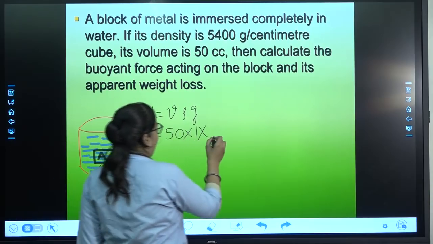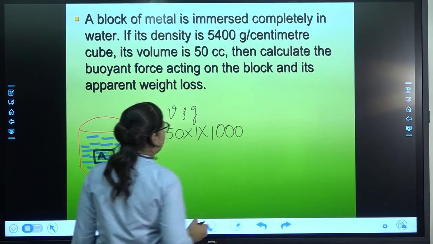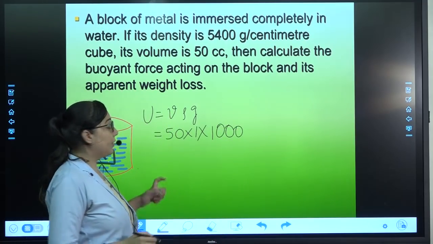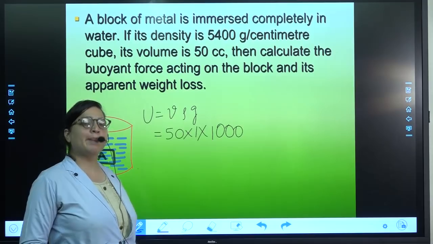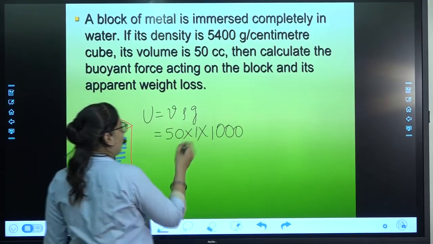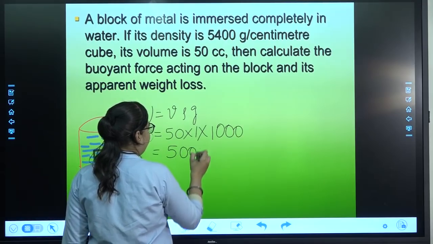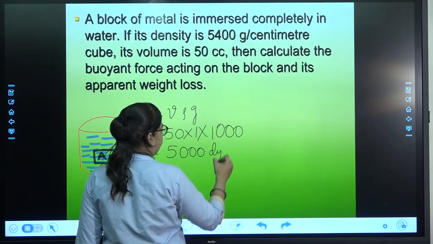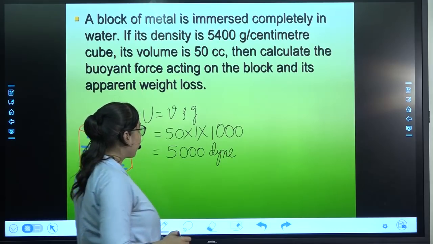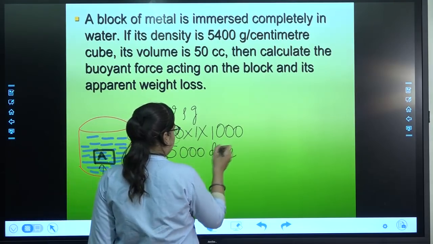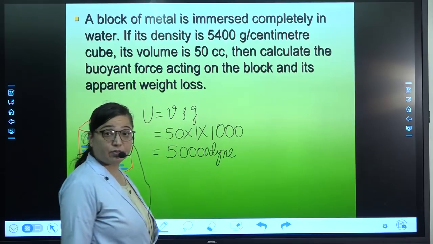Next, g, which is gravitational acceleration, comes up to 1000. How? Because if we want to convert meter into centimeter, we need to multiply it by 100. So here you get the buoyant force as 5000 dyne. If you convert it, one more 0: 1, 2, 3, 4, 50,000 dyne.